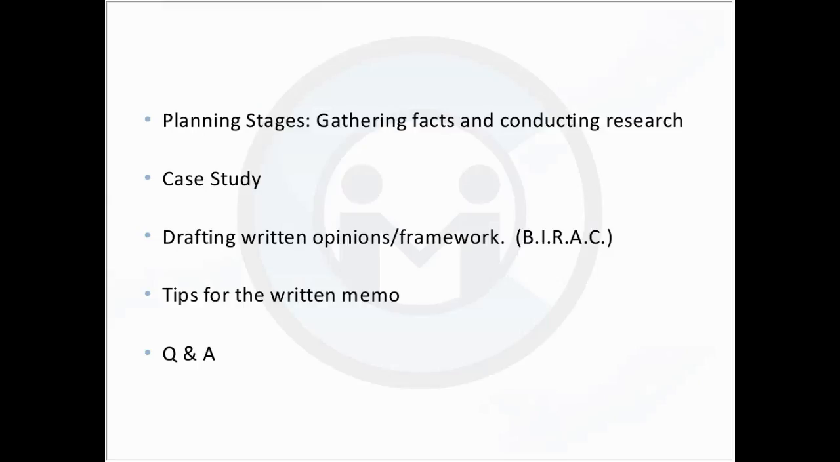Just a little bit of an overview of where we're going to go. First, we're going to talk through the planning stages, or the pre-writing stages. This is going to be gathering facts and conducting research. Then we're going to pause for a second, and we're going to talk through a case study that will help set up the rest of the webinar. So we're going to use a real-life example, and then we're going to talk through how we would go about gathering facts, conducting research, and then also apply it to the framework of the written opinion, which is that third bullet point down there.